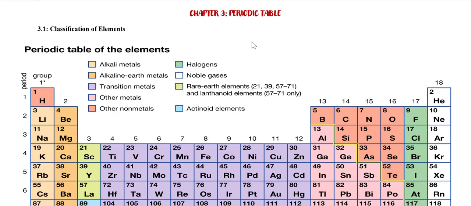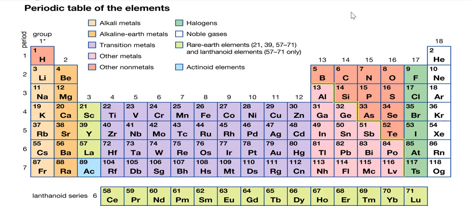Alright, so today we are going to enter the new chapter for this semester. We have chapter 3, which is the periodic table. So 3.1, the classification of elements. As you can see here, this is an example of a modern periodic table.